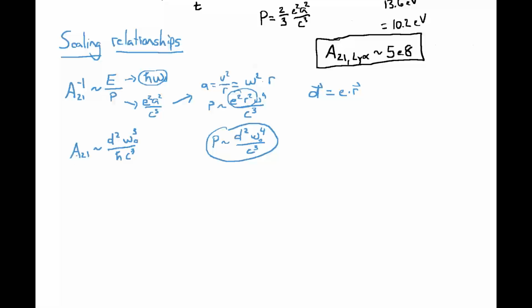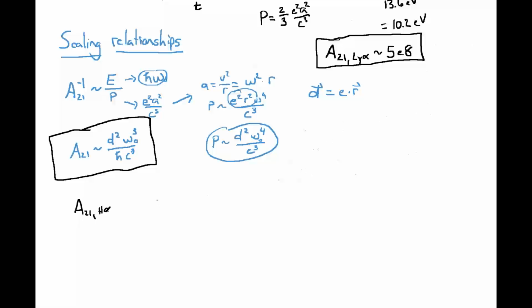But the big thing to remember is that the strength of a transition is going to scale quadratically with the dipole moment and as the cube of the frequency. So that's another important result. So if we wanted to do a different transition using this scaling relationship, we could estimate the Einstein A for H alpha, which if you remember is the 3-to-2 transition in hydrogen.